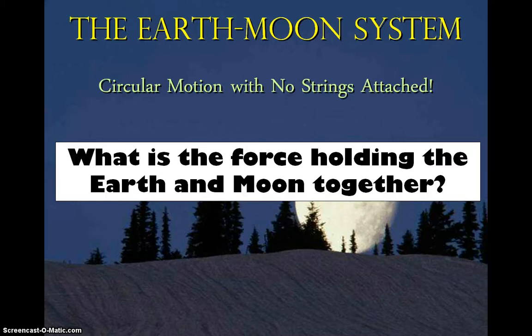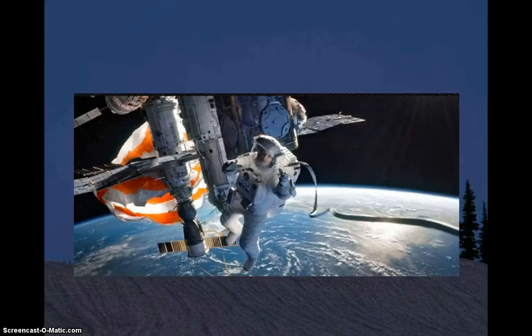So when we think about this, we can think about the Earth-Moon system. So we know that the moon orbits around the Earth, and it's actually an ellipse, but for our purposes in this physics class, we're just going to assume that it's circular. So it's basically circular motion with no strings attached. So what is that force that's holding the Earth and the moon together? And we all know that that force is gravity.